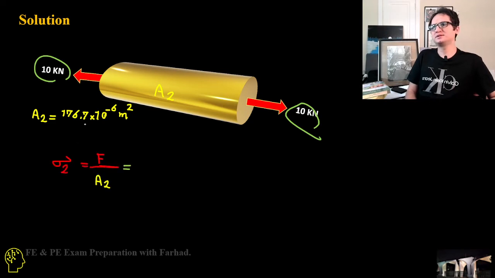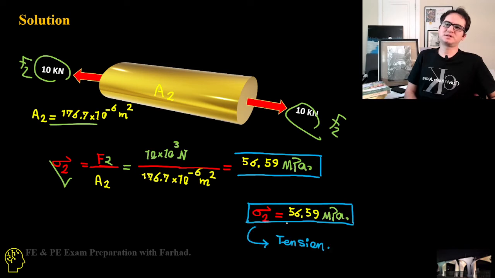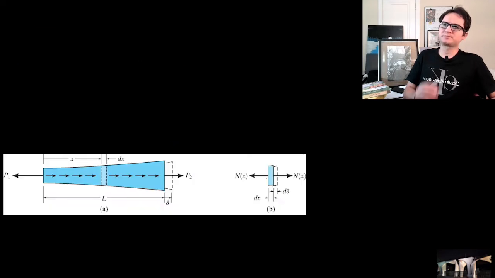A2 is 176.7 times 10 to the negative 6 meters squared, and we divide F2 over it. F2 is a tensile force. That gives us the stress in the second part, which is 56.59 megapascal. So sigma 2 is tensile, with a value of 56.59 megapascal.